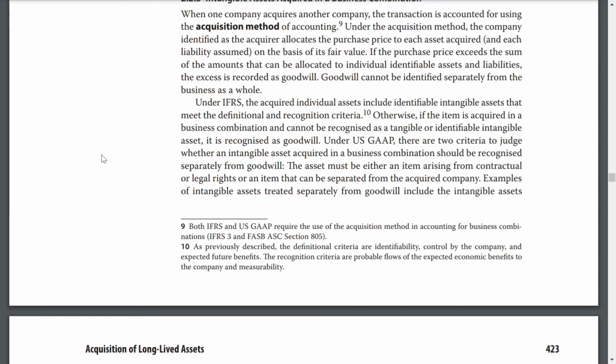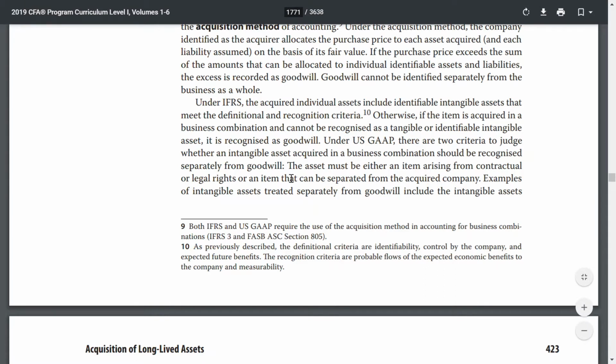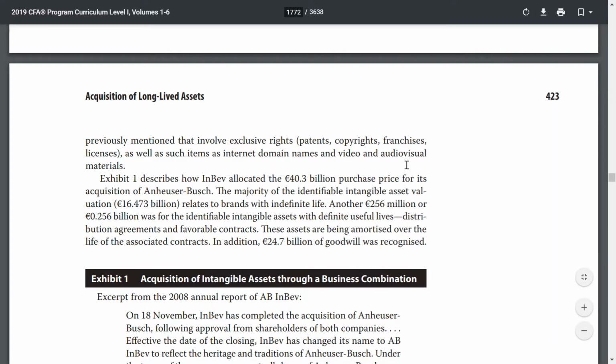Under US GAAP, there are two criteria to judge whether an intangible asset acquired in a business combination should be recognized separately from goodwill. The asset must be either an item arising from contractual or legal rights, or an item that can be separated from the acquired company. Examples of intangible assets treated separately from goodwill are the intangible assets previously mentioned: patents, copyrights, franchises, licenses, etc.